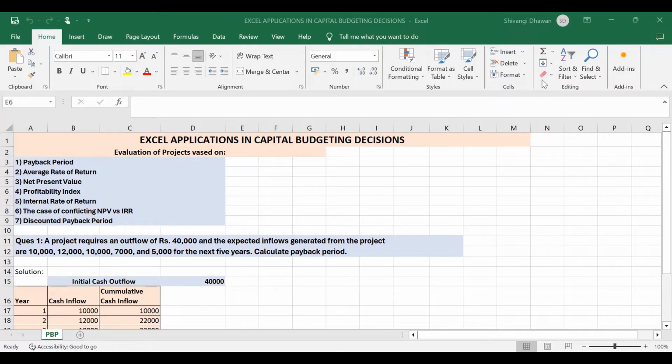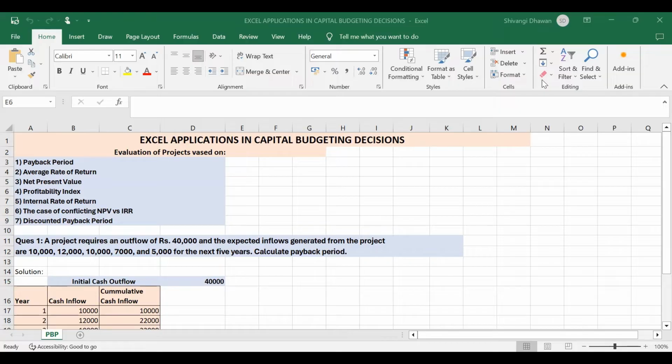When we talk about traditional methods, the most famous methods are payback period and average rate of return. And when we talk about the modern methods of capital budgeting, we have net present value, profitability index, internal rate of return, discounted payback period, modified internal rate of return. We will be discussing each of them one by one in our videos. Today, in this video tutorial, we will be understanding Excel applications in capital budgeting decisions by payback period method.